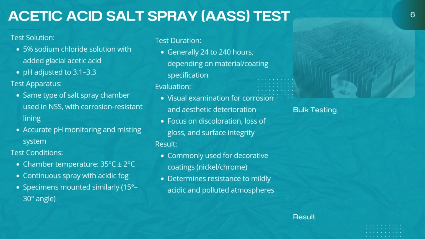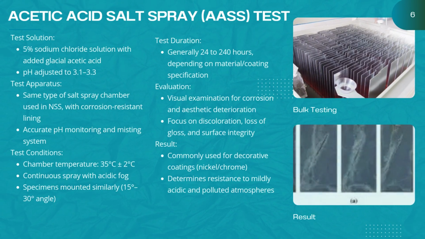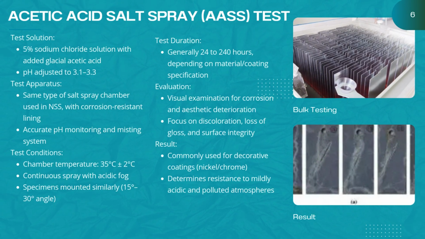Now let's move to the acetic acid salt spray test, also known as AASS. This test uses a 5% sodium chloride solution combined with glacial acetic acid, bringing the pH down to between 3.1 and 3.3. It uses the same salt spray chamber as the NSS test, with careful pH control and misting. The chamber runs at 35 degrees Celsius, continuously spraying an acidic fog while specimens are placed at an inclined angle.